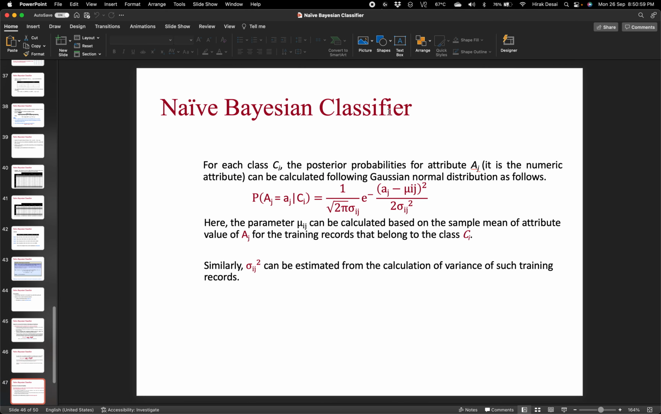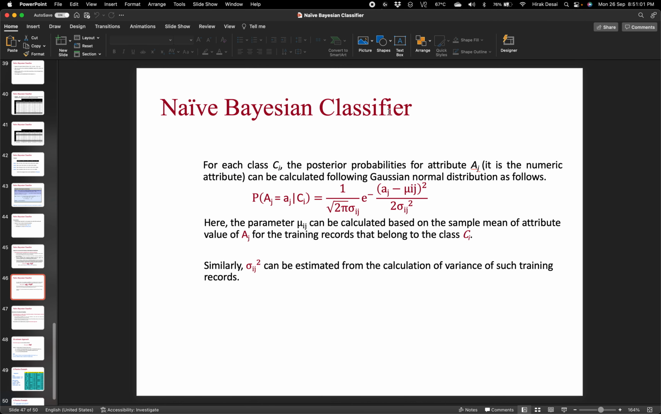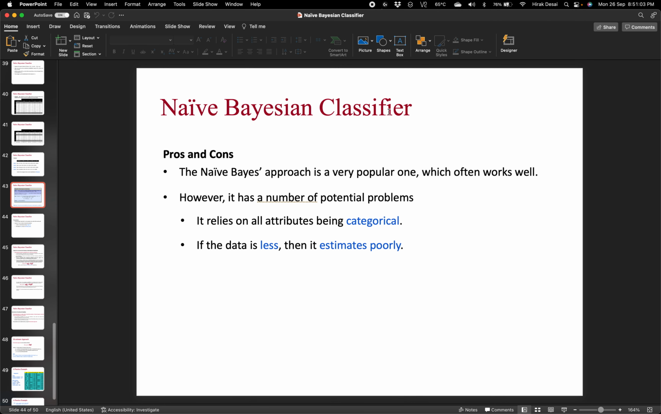Naive Bayesian classifier, this is just the solving. M estimate is used when the data is too small.